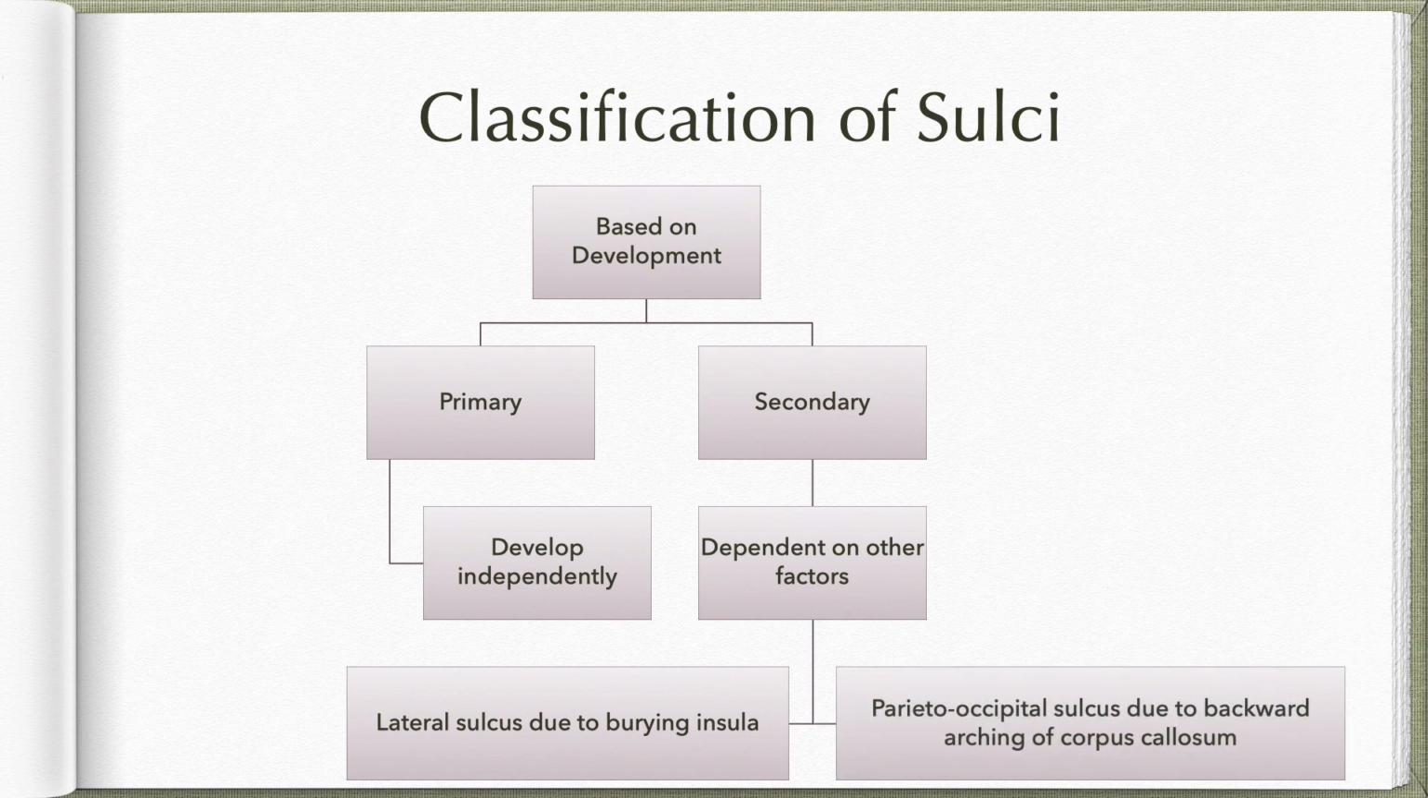Similarly, we have the parieto-occipital sulcus. This is also secondary because the posterior part of the corpus callosum, known as the splenium, has fibers that will be arching backwards. Now that is what results in the formation of the parieto-occipital sulcus at the junction between the parietal lobe and the occipital lobe. So the lateral sulcus and parieto-occipital sulcus, because they develop secondary to some other external factor, are called secondary sulci. The rest of the sulci are primary sulci.